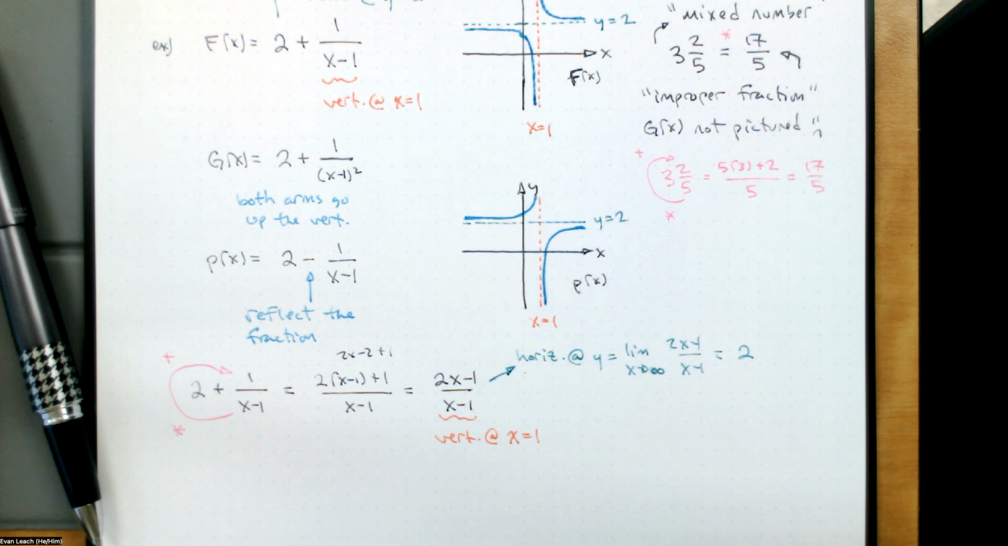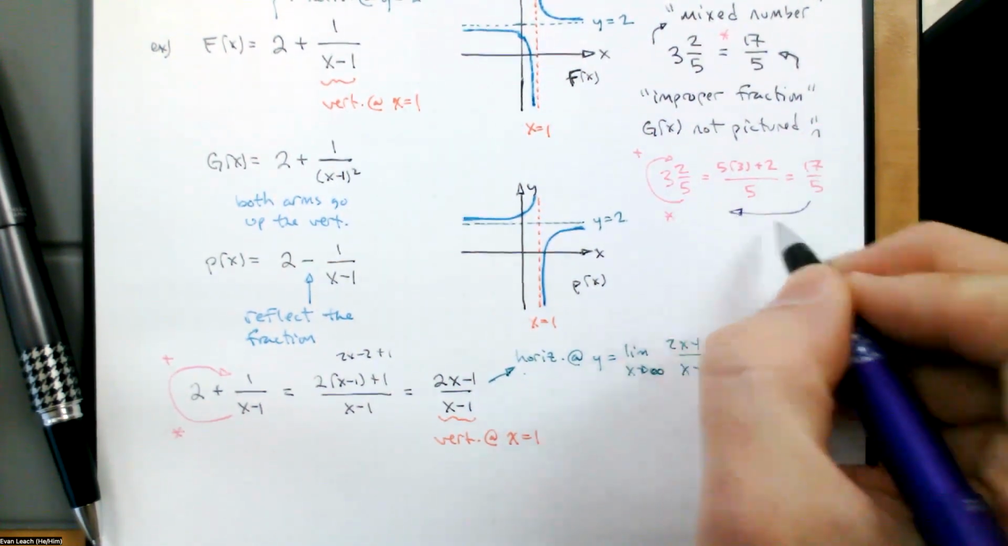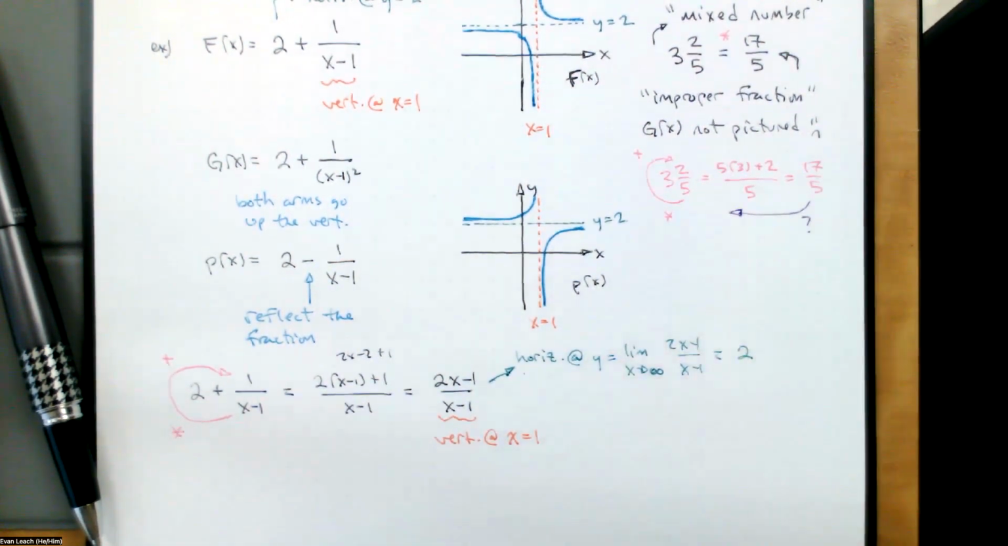I wanted to go back. So this is how we take a mixed number and write it as an improper fraction. How do I write an improper fraction as a mixed number? How do I go this way? We have 17 over 5. How do I write that as a mixed number?